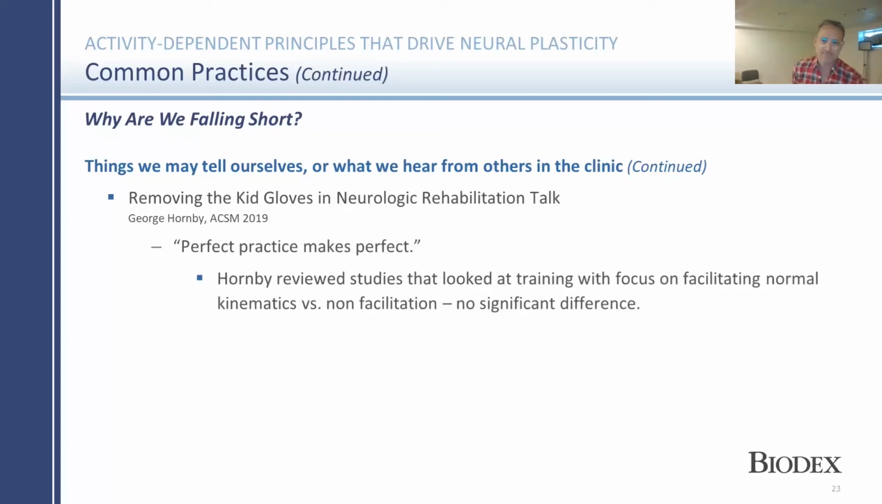Perfect practice makes perfect. This was a hard one for me because I was in the early 2000s, so there was a lot of NDT training back then. I got NDT trained on multiple levels, and it really was about perfect practice. So this was interesting to me because Hornby looked at various studies that compared training with a focus on facilitating normal kinematics versus non-facilitation, and he didn't notice a lot of significant difference. Now, that was lower extremity. Perhaps it's a little different with upper extremity. But when I'm in the clinic, I definitely think about this stuff in the back of my head, and I play with both schools of thought, with the NDT and really trying to practice the perfect movement, but now considering what I've been able to learn through this information.